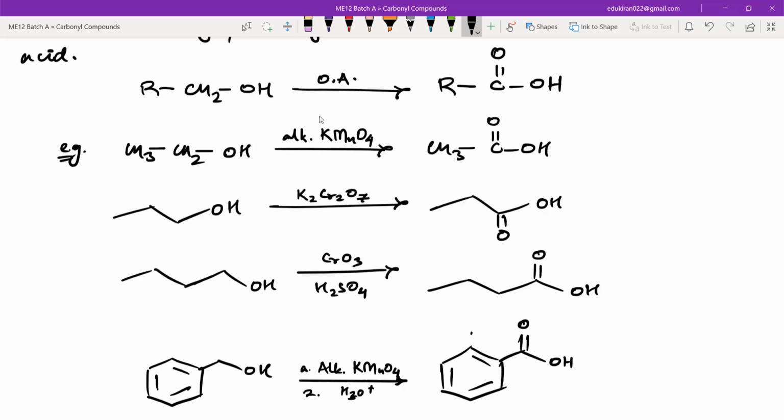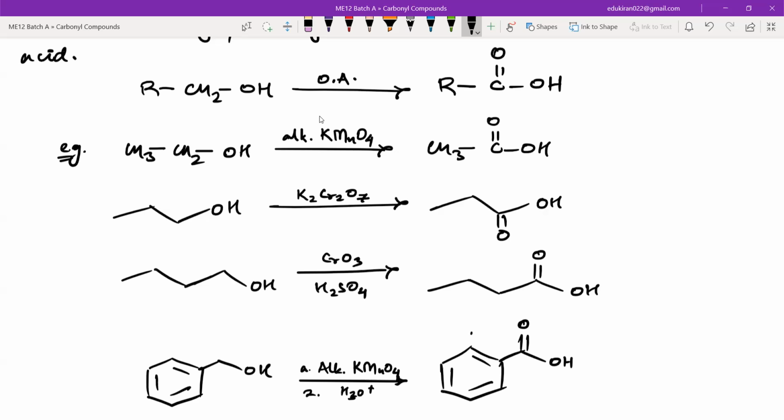So from alcohol to carboxylic acid, the route is a strong oxidizing agent. And whenever you have a strong oxidizing agent, there will be some alkaline, that is a base, or you will add the reagent in the presence of some acid or some base. And sometimes there is heat involved also. So write this down. Let me know if you're done.